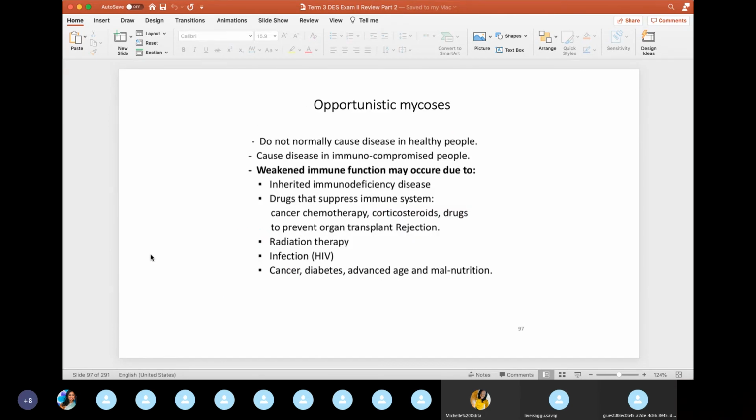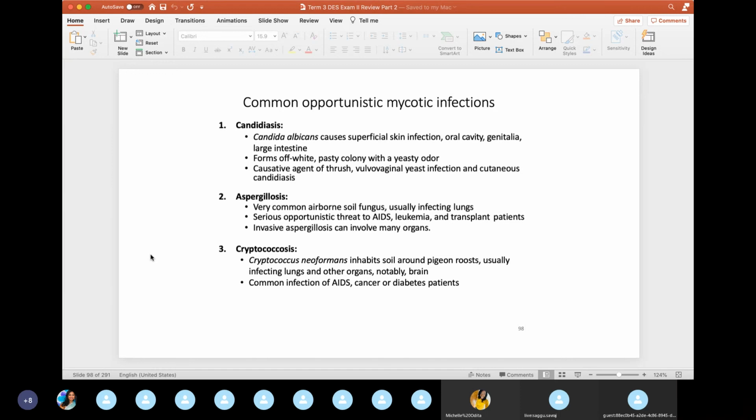Opportunistic mycoses only occur with a weakened immune system. Candidiasis, Candida albicans. High yield: white pasty colony with a yeasty odor. Most common cause of what? Thrush, vulvovaginal yeast infection, and cutaneous candidiasis.